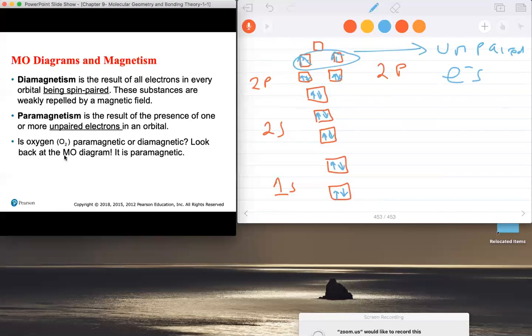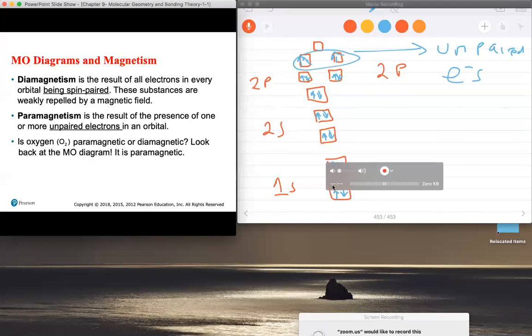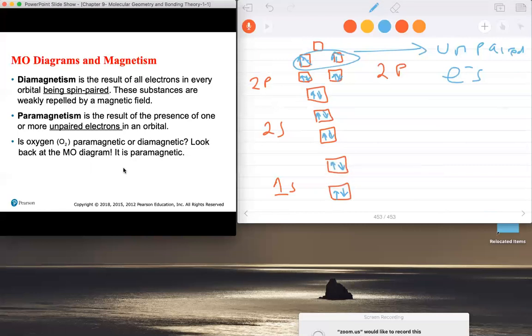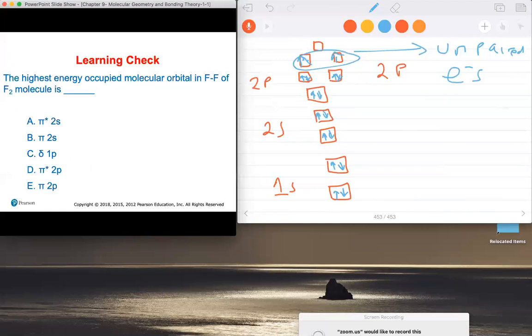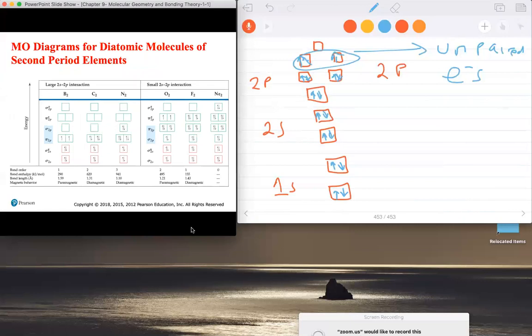You cannot just memorize and say it's paramagnetic. No, you have to draw this and see all the way up until you end up with unpaired electrons. We say oxygen is paramagnetic and it is attracted towards the magnet. If you look at this, we have 1, 2, 3, 4, 5, 6, 7, 8, 9, 10, 11, 12. They don't show you the 1s down here.